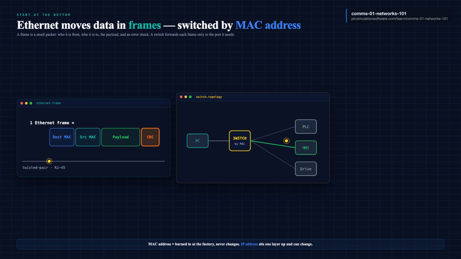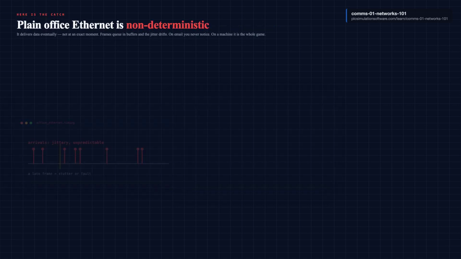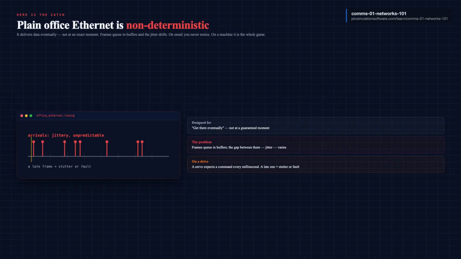Here is the catch. Plain office Ethernet is non-deterministic. It was designed to get your data there eventually, not at an exact guaranteed moment. Frames queue in buffers. When traffic spikes, they wait. The gap between two messages, the jitter, drifts around. For email or a web page, you never notice.